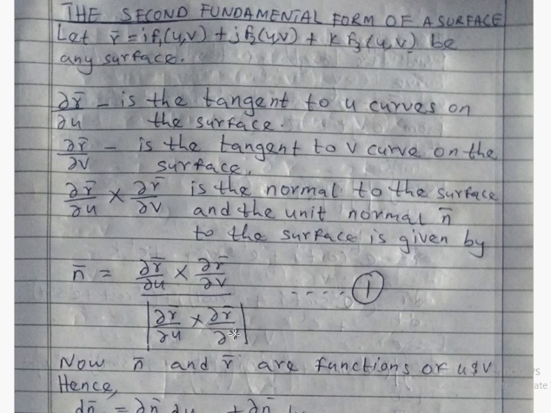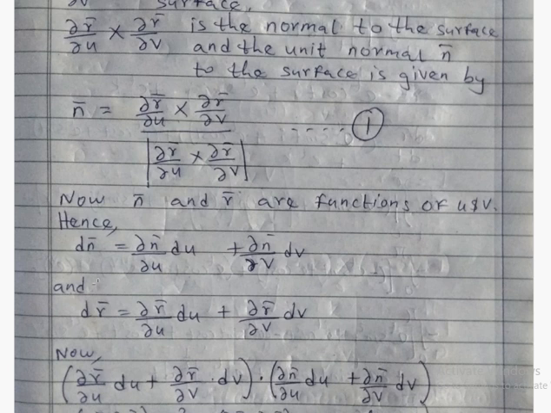So here, recall that the unit normal, since it involves r in u and v, the change in the unit normal, that is dn, can be written as dn du plus dn dv. Also, dr can be written as dr du times du plus dr dv times dv.